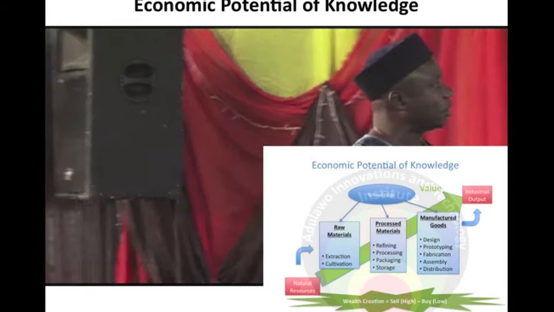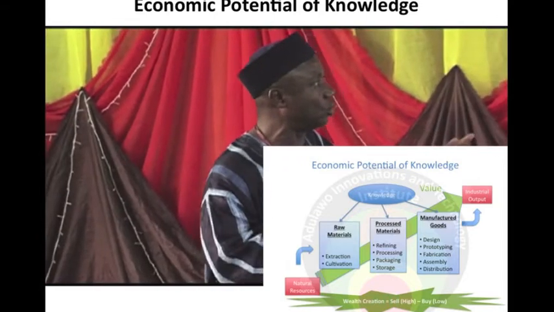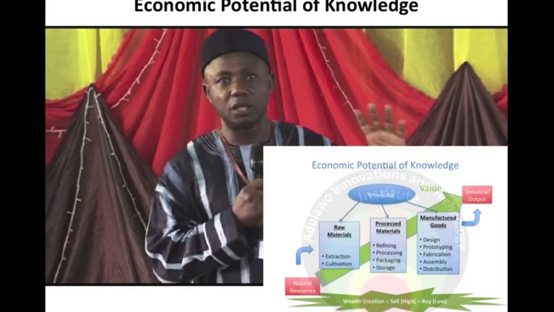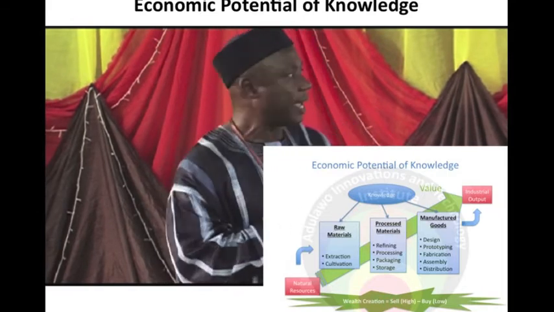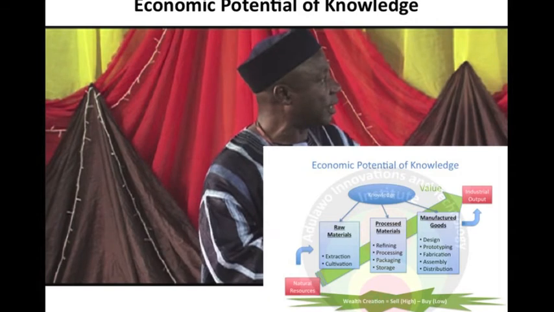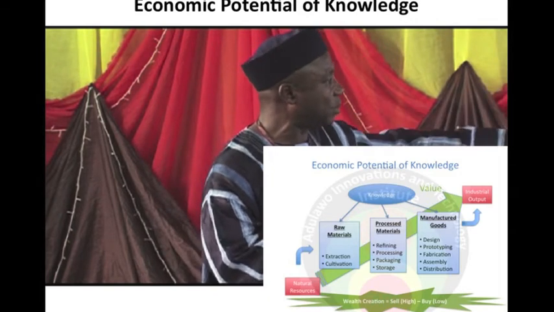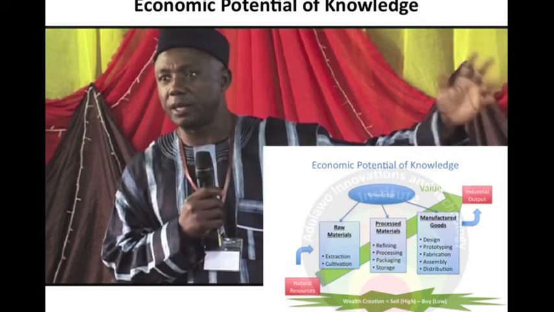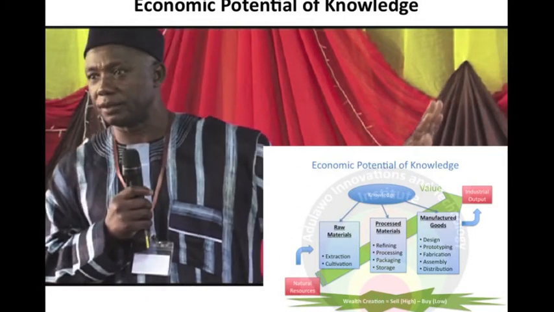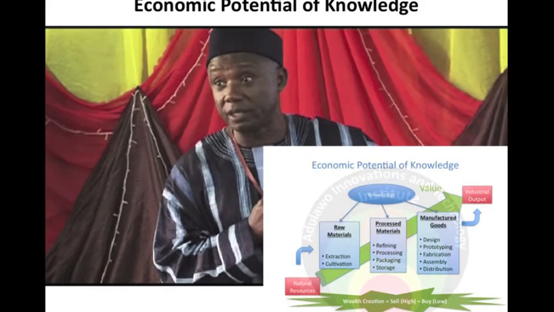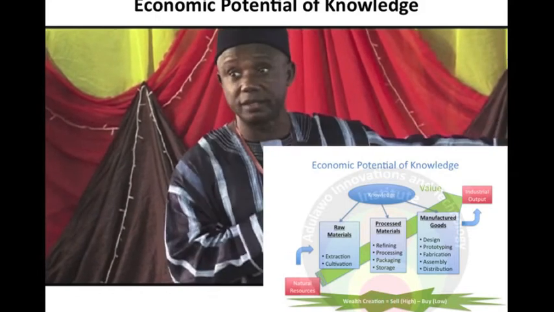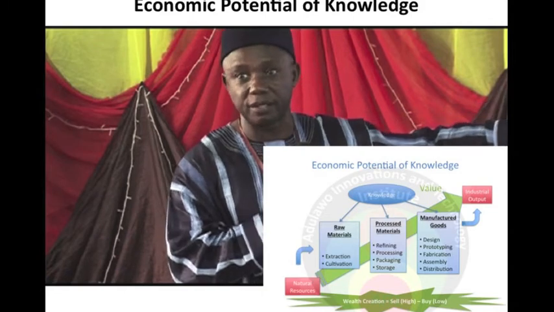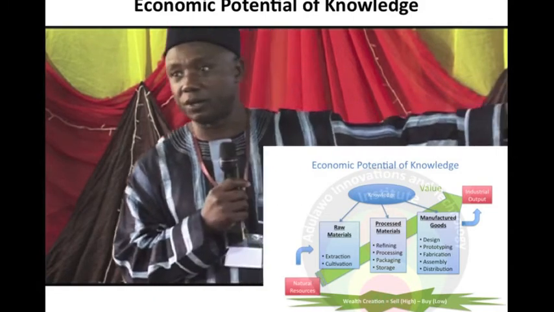Now, this chart is just a simple graphic to show you a very simple way of understanding knowledge and wealth. Everything that happens in the process where you convert natural resources to industrial output involves the impartation of knowledge of one sort or the other. The knowledge to know how to dig it from the ground, the knowledge to process it, the knowledge to design and make things out of it, and then the knowledge to find the market for it.